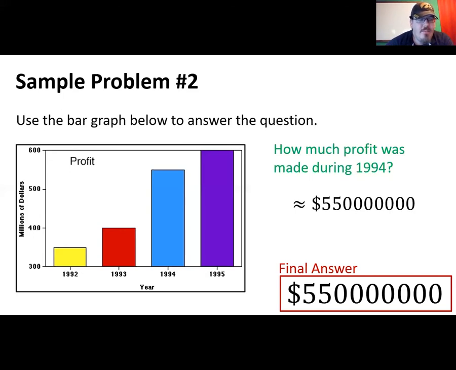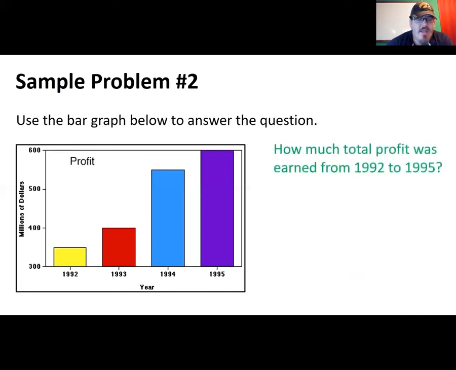Let's do another example with this same graph. This time, how much total profit was earned from 1992 to 1995. So again, this is indicating that we want to do some addition. We want to add up the values from each of the years shown in the graph.